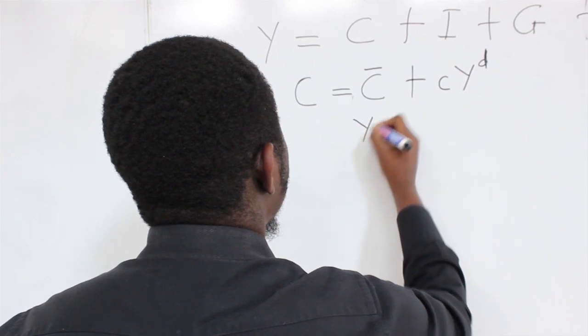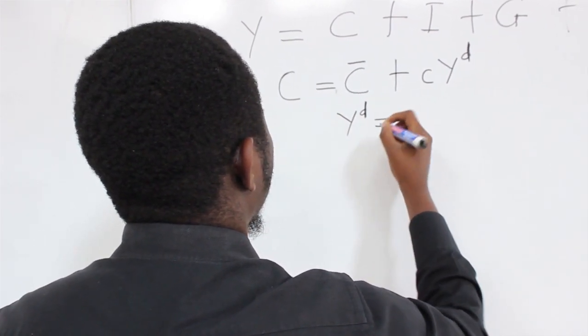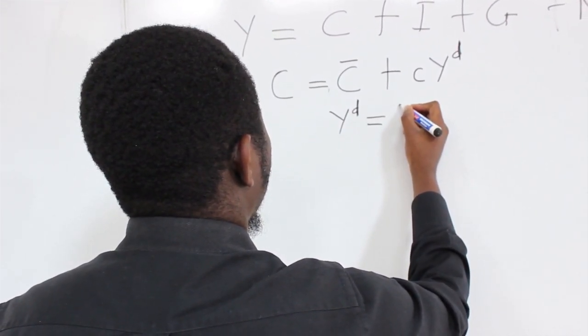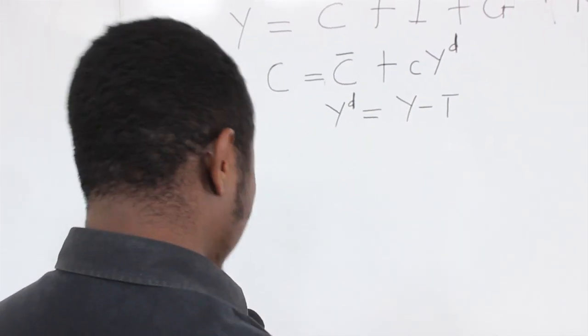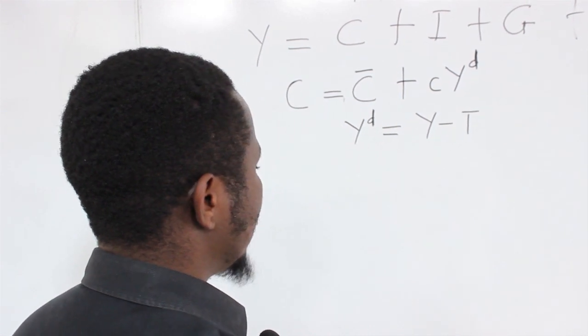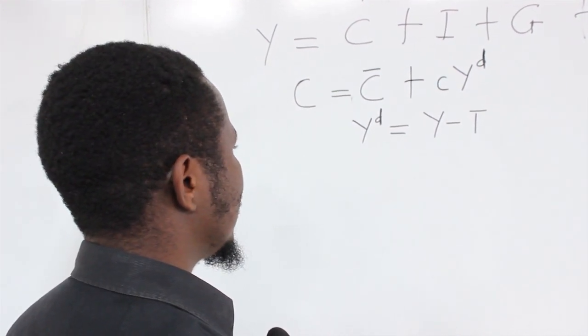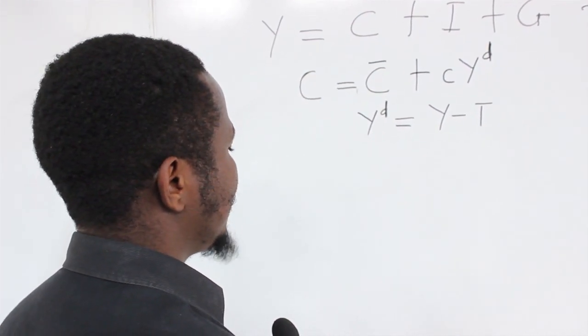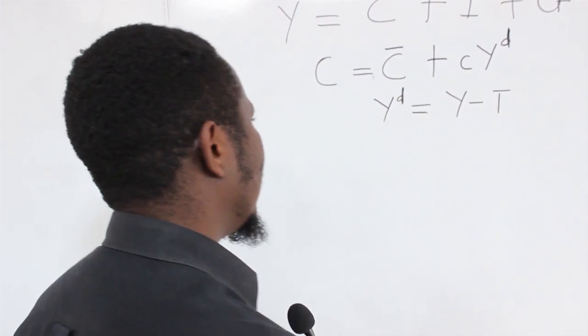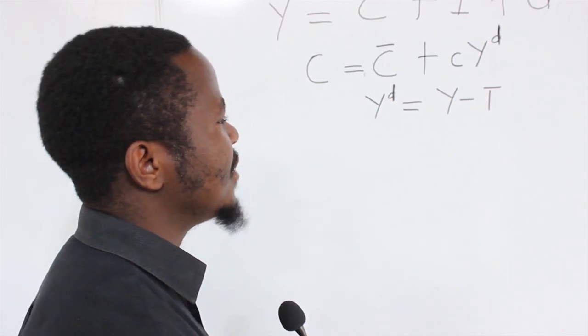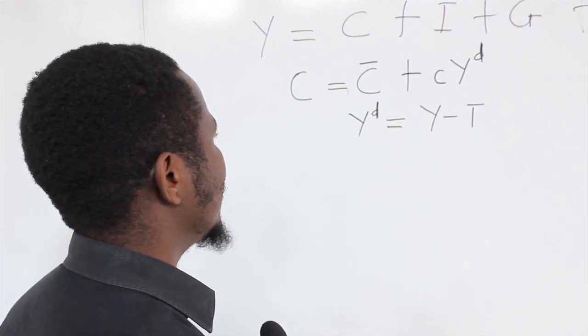The YD, which is disposable income, is simply total income minus taxes. So the income that can usually be used to buy goods and services, the income that is free of taxes, free of VAT, free of pay as you earn if it's a salary, that income can be disposed of, and that is what is called disposable income.